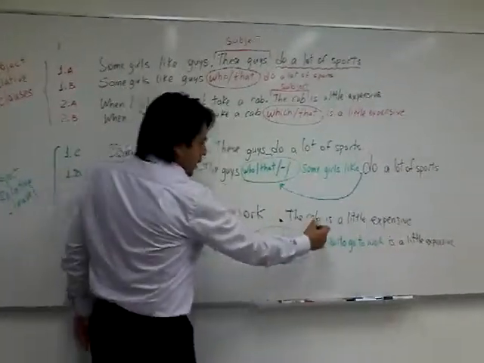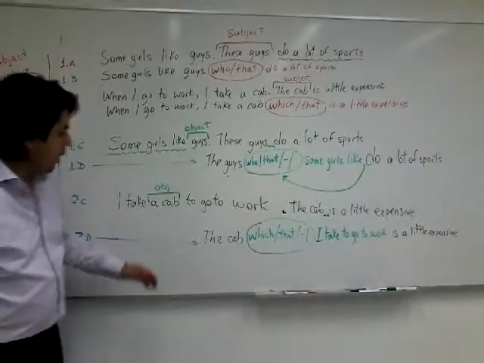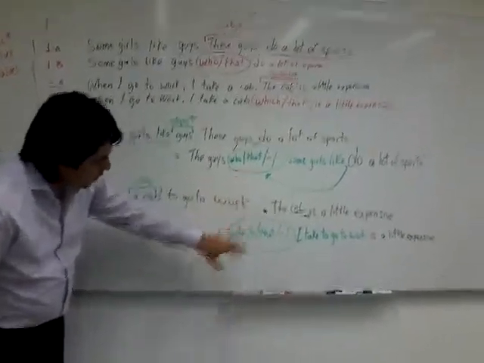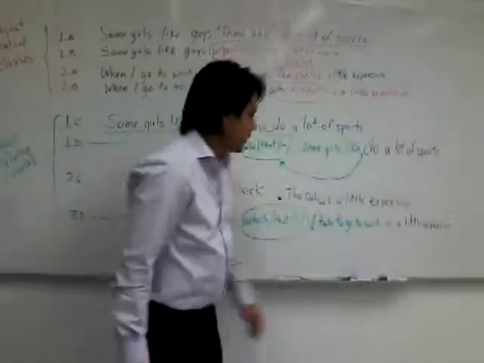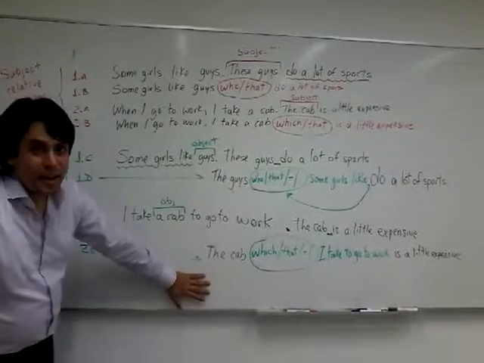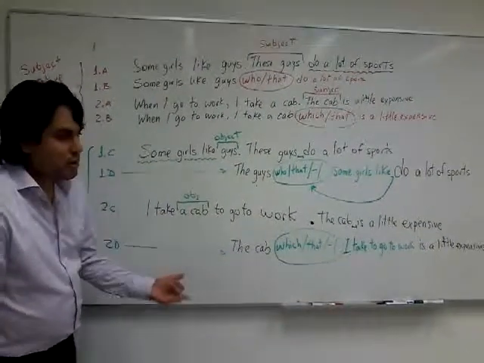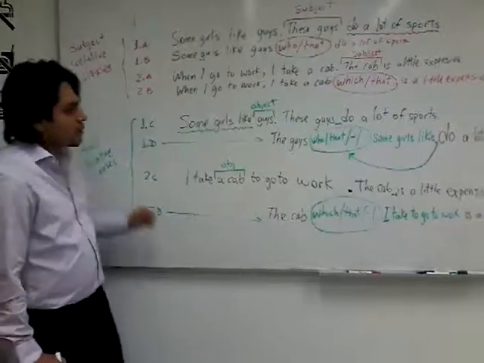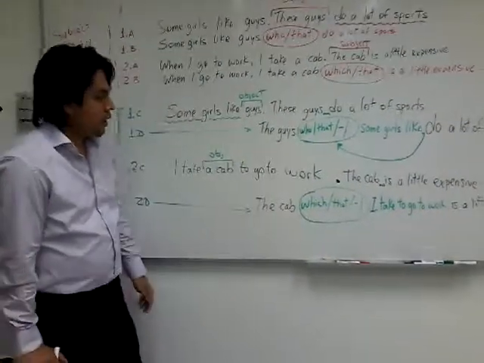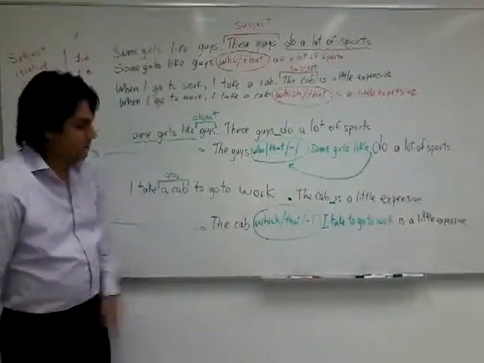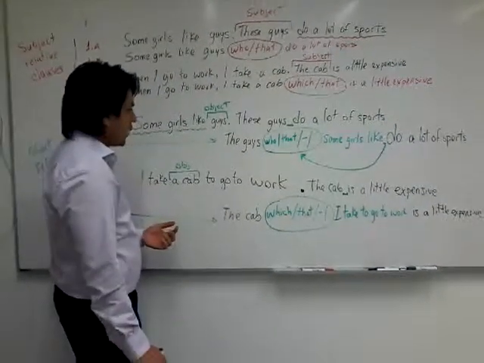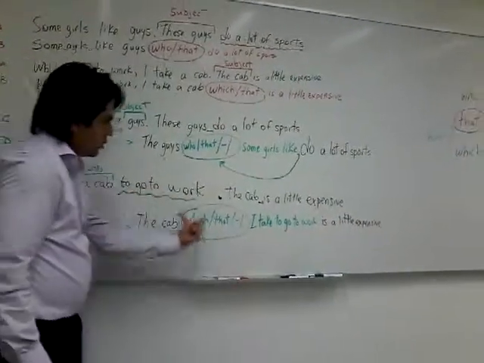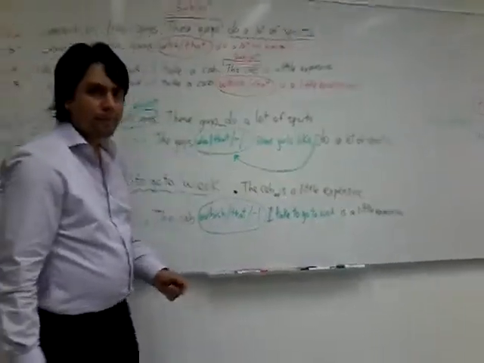So how can I join this? Well, again, I say the cab, and now in this part, I'm going to include this first sentence into this second sentence. So I say the cab, and I include this. I take to work, then continue. A little expensive, right? Because the cab is a thing, is not a person, I can say which, that, and again, nothing too. Which, that, or nothing. Why can I say this? Because in these object-relative clauses, I can also leave it blank. I can just say the cab and nothing else. And then I complete the sentence with this information. Right? The cab I take to go to work, then complete. A little expensive. Right?